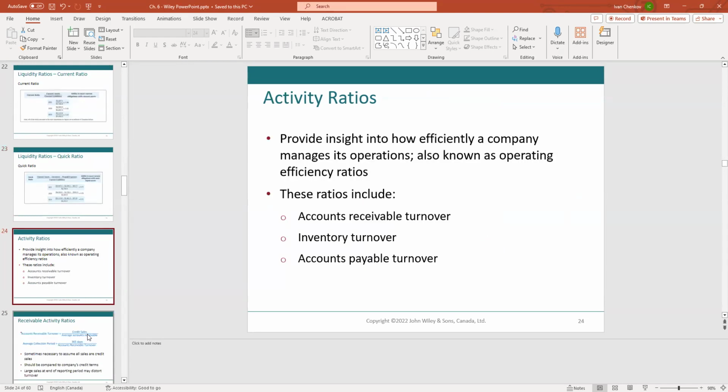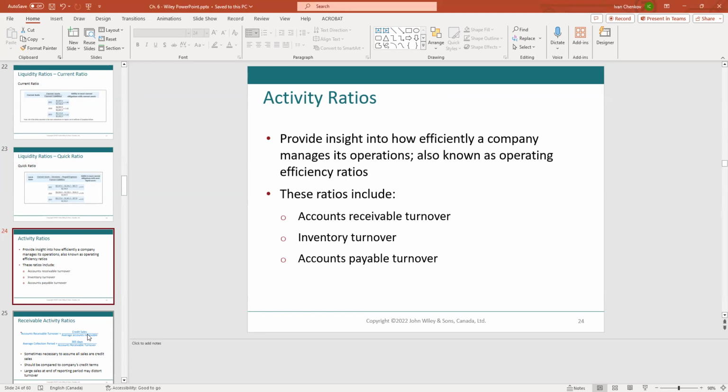Let's see the next ratio. Activity ratios. That's a whole new section. This section is going to provide information about how effectively the company manages its operations. Which operations? How fast they are collecting accounts receivable, how fast they are selling the inventory, and how fast they are paying their accounts payable.